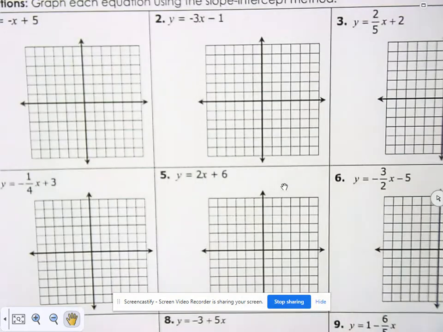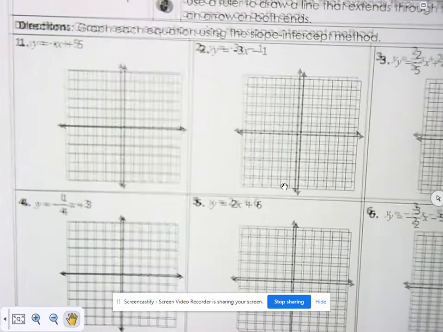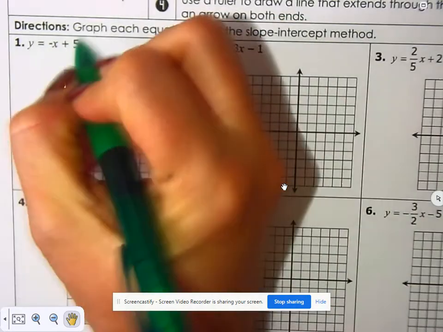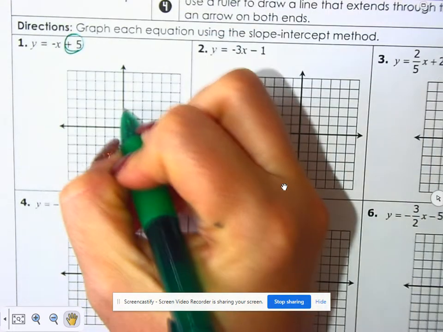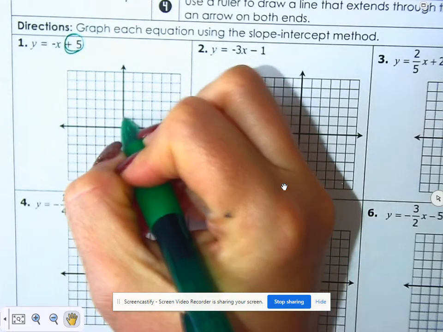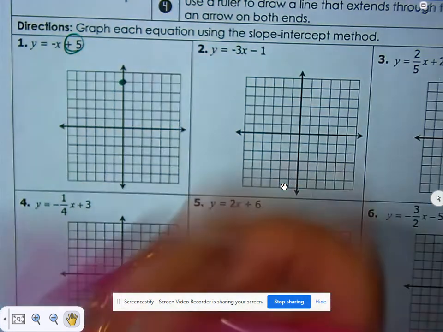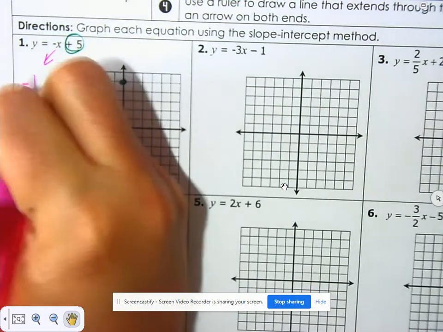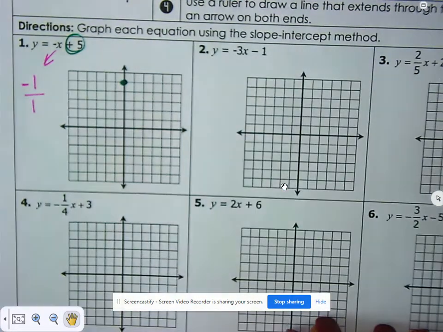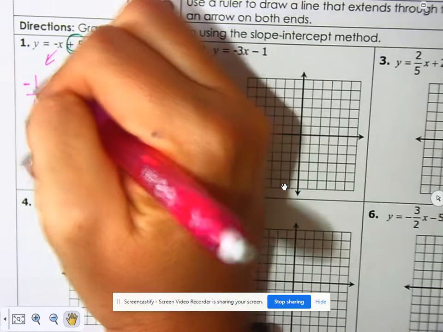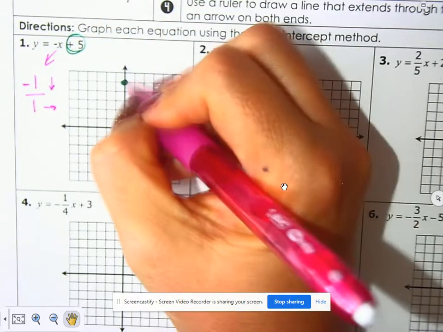All right, so all 9 of these are already in slope-intercept form, so that makes it easy. We're always going to start at our y-intercept. So I'm going to go up 5, 1, 2, 3, 4, 5. Our slope here is the number in front of x, which in this situation is negative 1 over 1. So that means I'm going to go down 1 and right 1 from here.